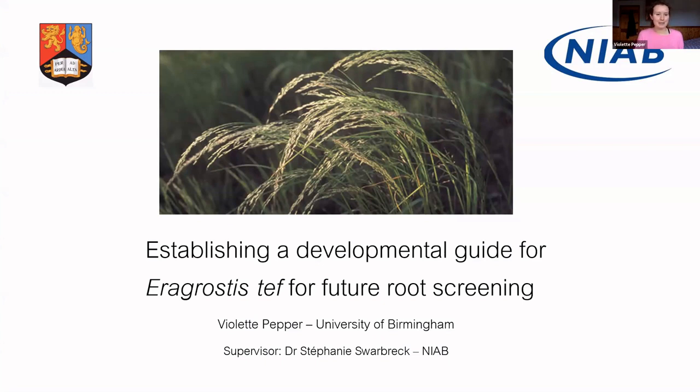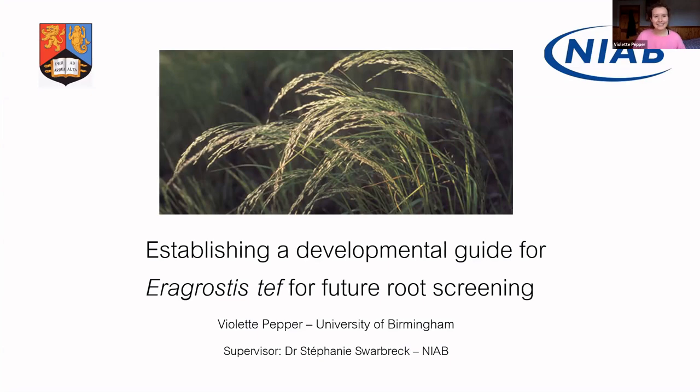So teff, as pictured above the title here on the first slide, is prevalently grown in Ethiopia, and it covers 30% of all the land dedicated to cereal crops. However, it's an orphan crop, which means that it's not traded internationally yet, and this means it has received little attention from the research community, so it's quite under-researched.